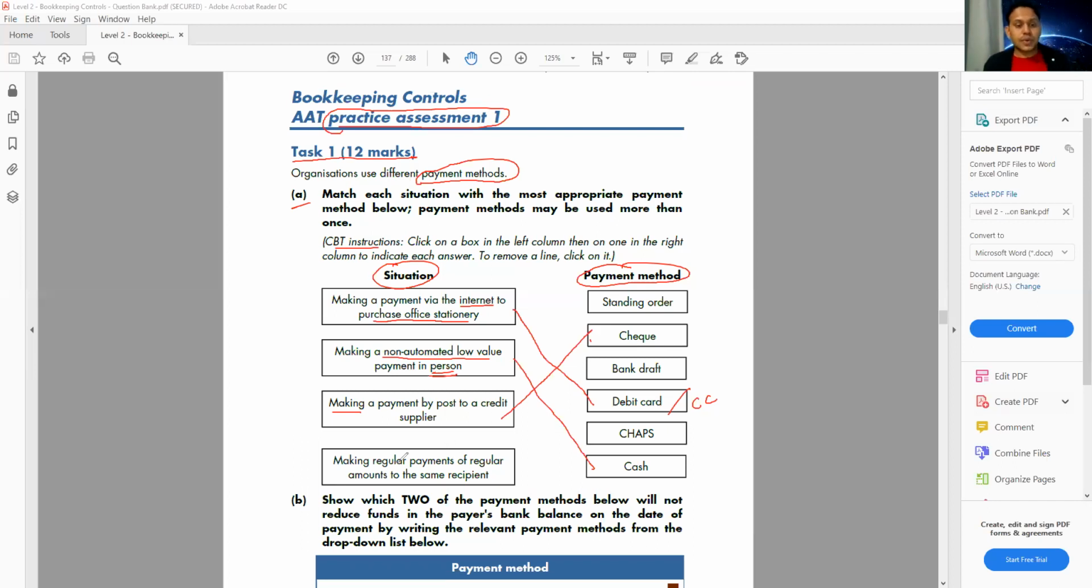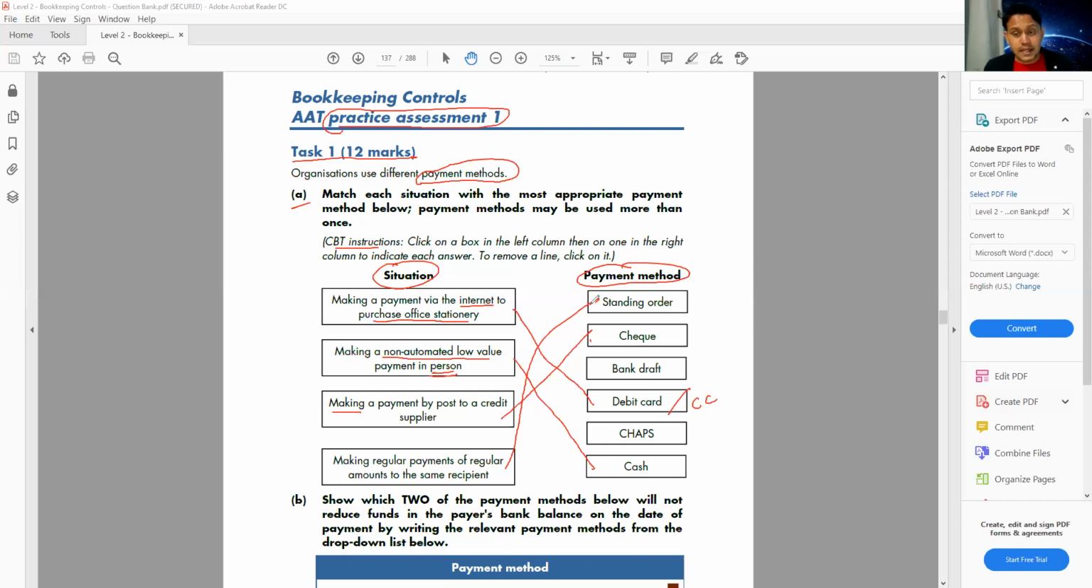The next one we have is making a regular payment of regular amount to the same recipient. So I'm paying the same person, same amount, and the payment is regular, maybe every week or every month. So that will be our standing order. Well done. Yes, this is a standing order.